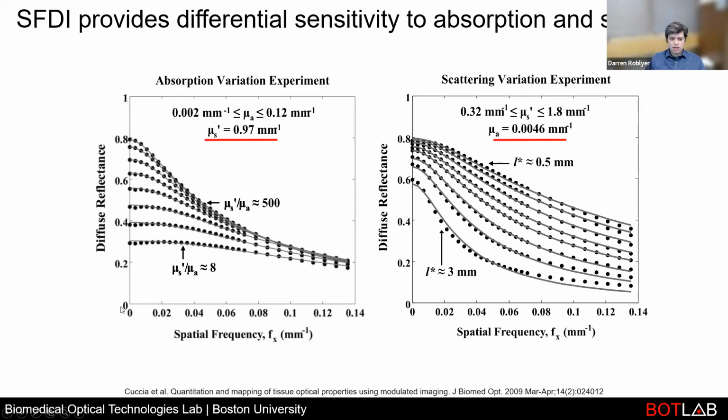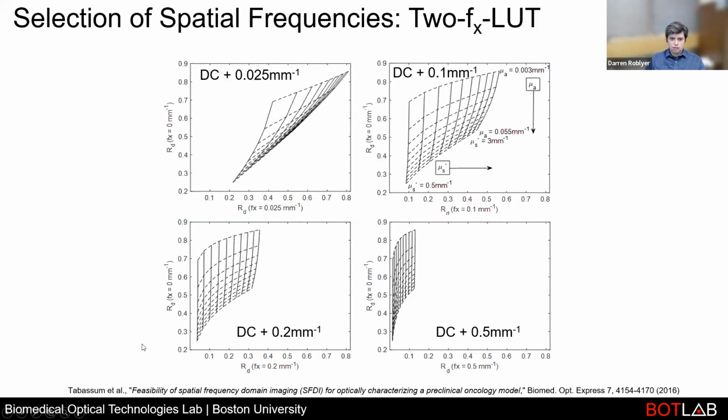So the choice of spatial frequency in your measurement is an important one, and also comes with some nuance. For example, this is from a paper we published in 2016, and it's visualizing the lookup table that one would use for different choices of spatial frequencies over a range of optical properties. Here it's very common to use DC or planar illumination as your low spatial frequency. And DC was paired with progressively higher second AC spatial frequencies.